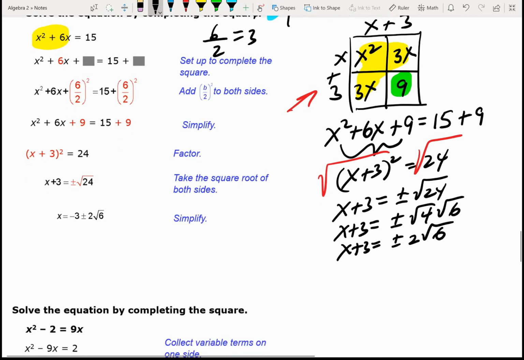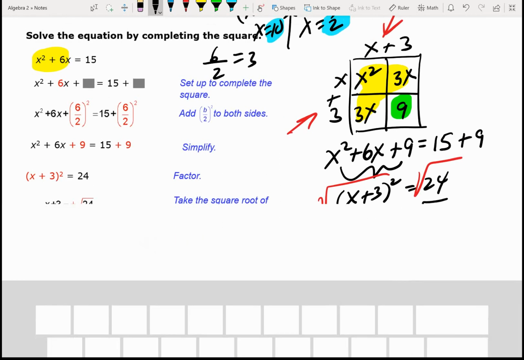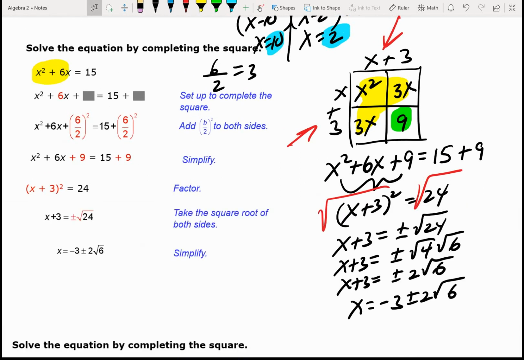And finally, subtract 3, get x is equal to negative 3 plus or minus 2 root 6. All right, and what I suggest as you are doing these problems is that you can always check these on Desmos. So if I wrote the equation we started with, x squared plus 6x equals 15.